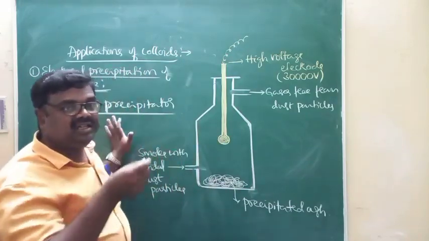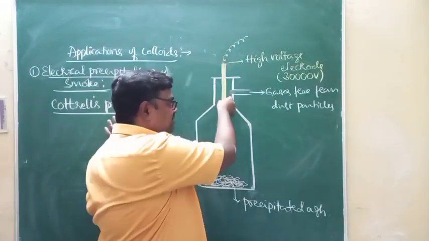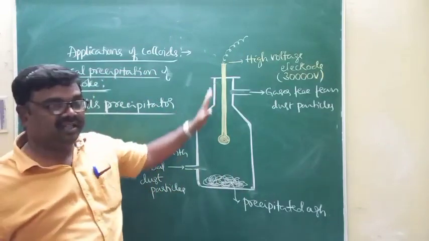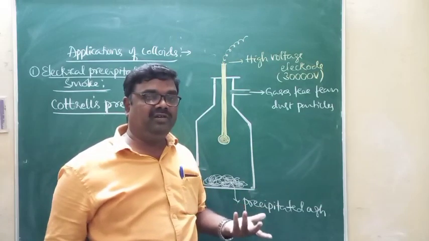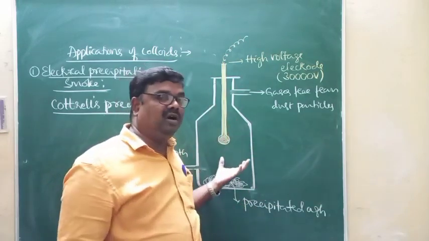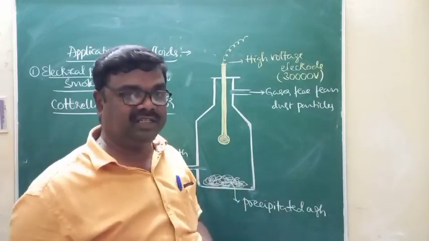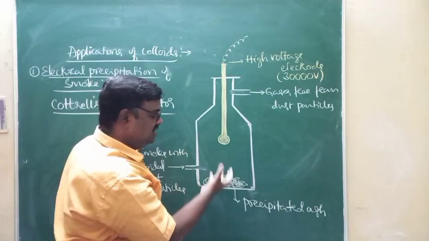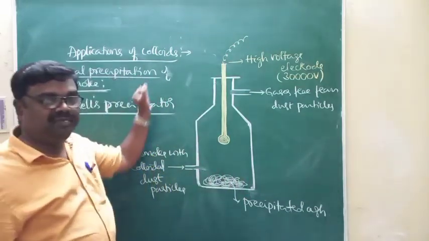colloidal impurities present in the industrial waste gases will be neutralized when they are passed through the various electrodes suspended in the Cottrell precipitator. When charges over the colloidal impurities are neutralized, what happens? The coagulation of dust particles, smoke particles and impurities takes place. Thereby, these dust particles will be precipitated in the form of ash over the floor of the Cottrell precipitator.